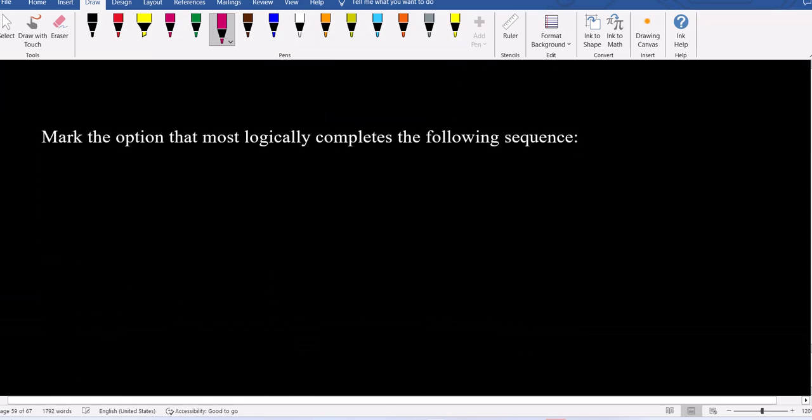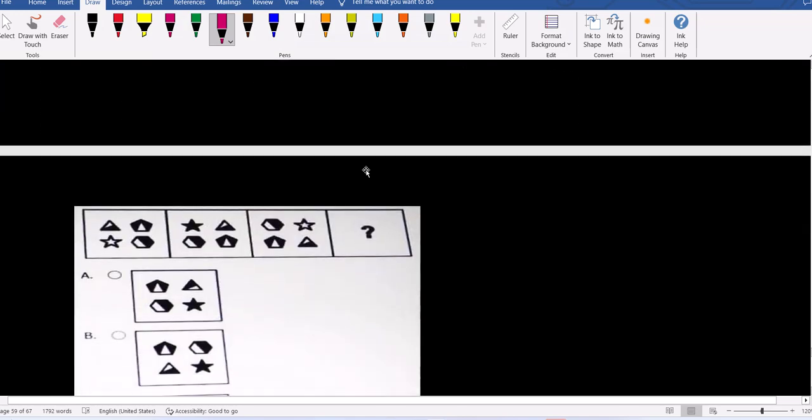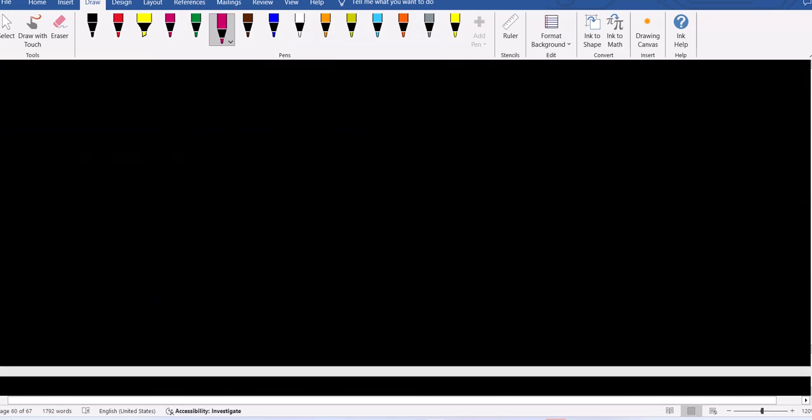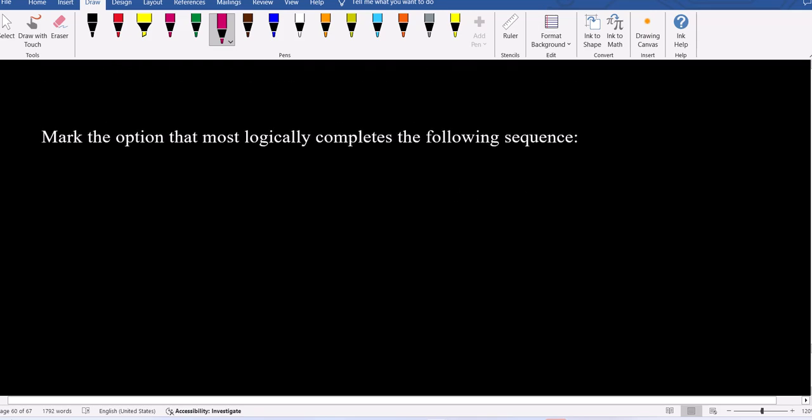Next one, most logically completes the sequence.